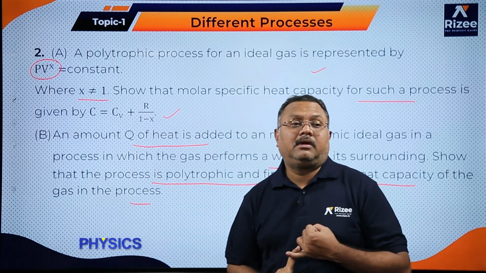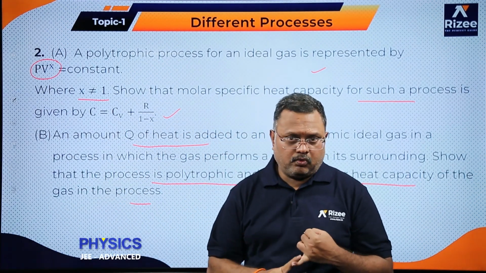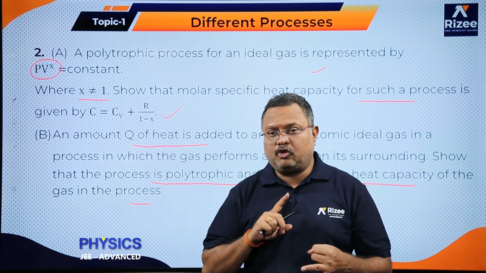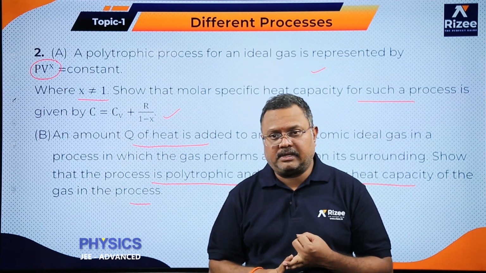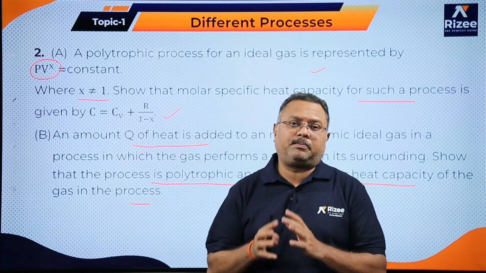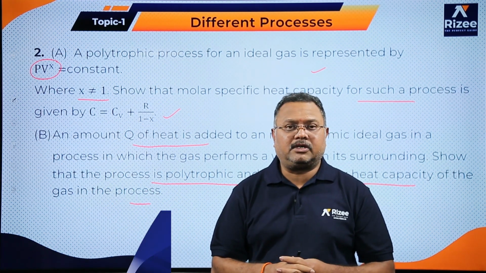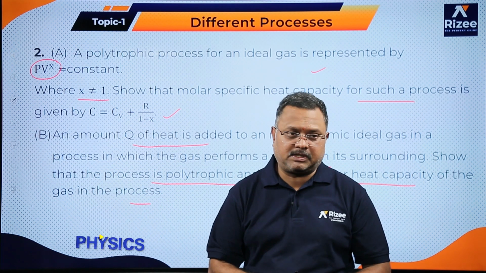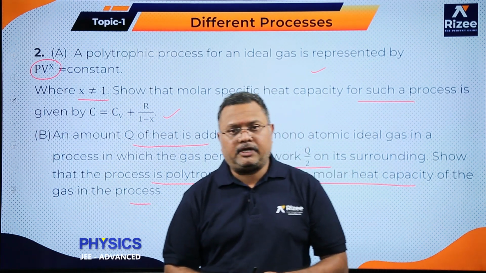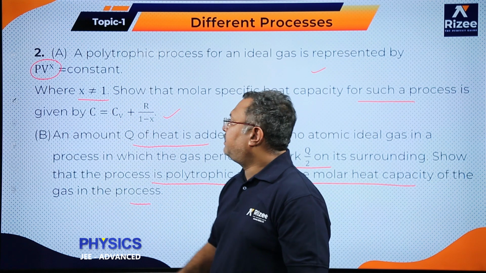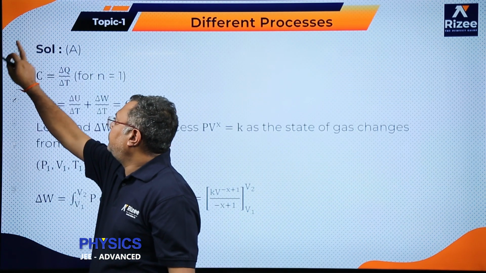Under which condition? He is going to give you the Q amount of heat, of which Q by 2 is being spent as work done. Then he wants us to show that the process is a polytropic process, as well as to get the value of the molar specific heat under that polytropic process. So for that, let us go for this one.